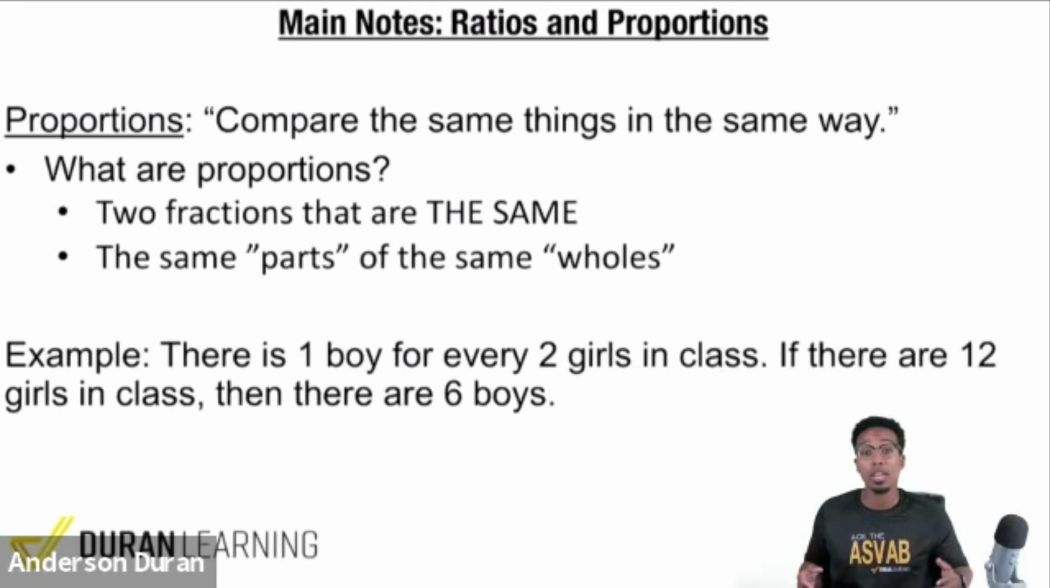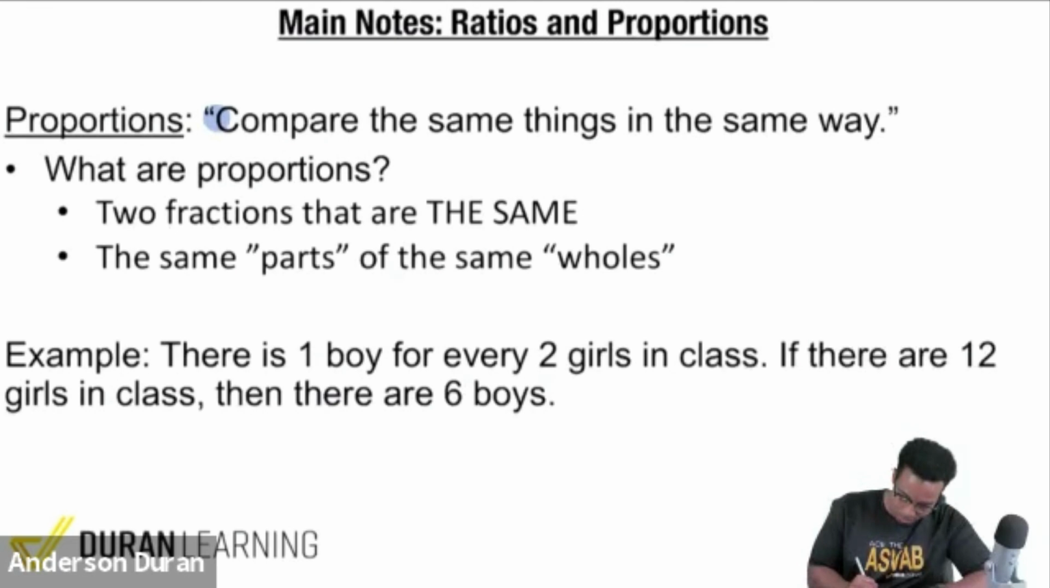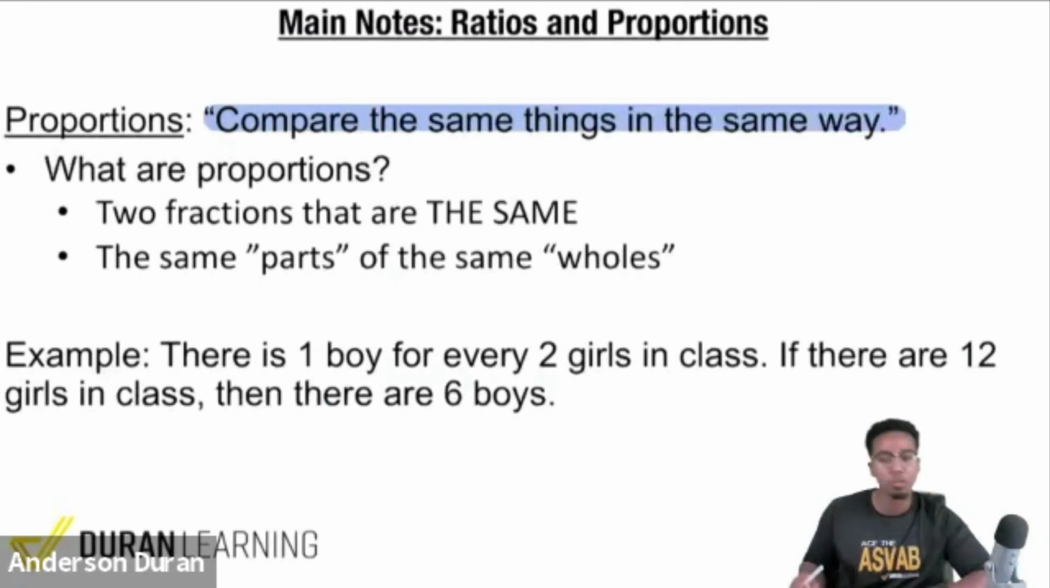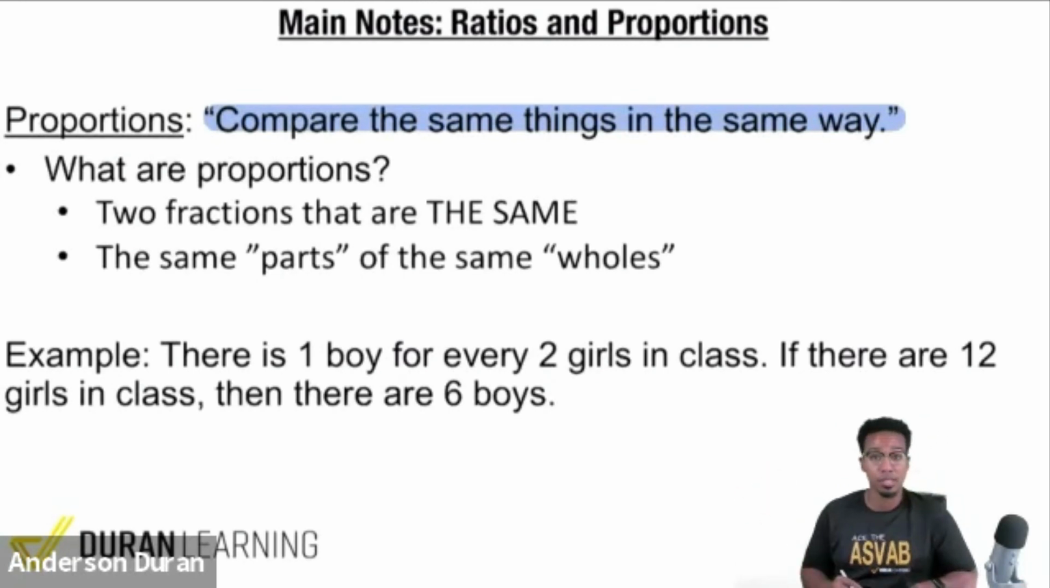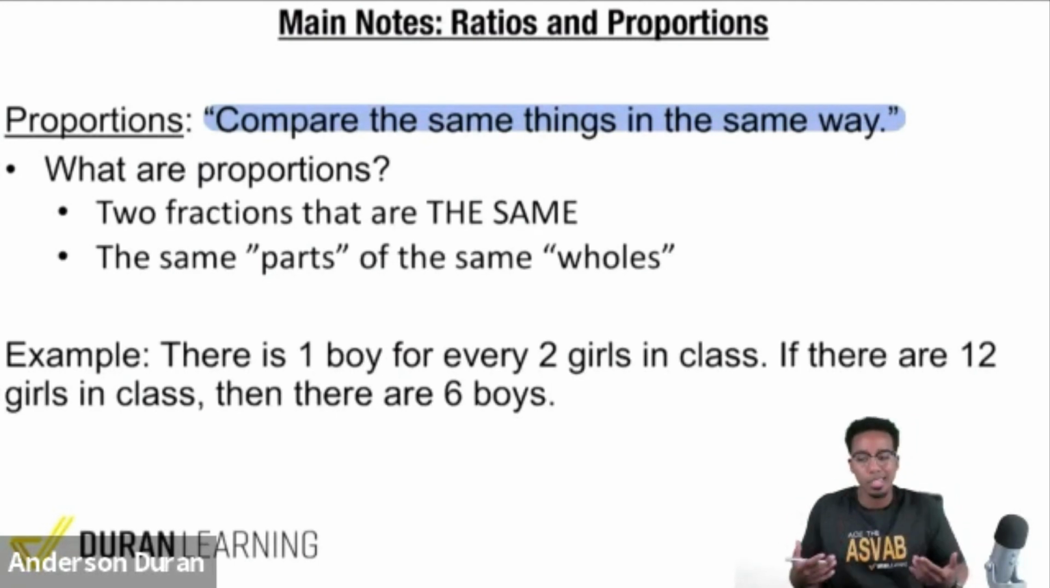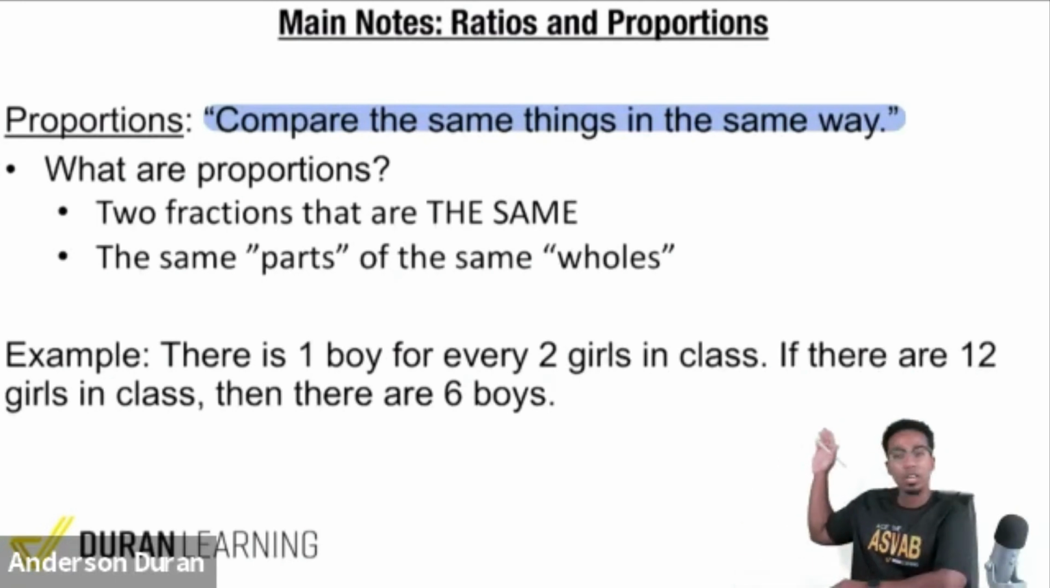Basically, the main note that I'm going to make you repeat throughout this whole class is this: comparing the same things in the same way. That is all you need to understand about proportions. This is basically your purpose when it comes to proportions. We are comparing the same things in the same way every single time. I'm going to go deeper and explain what that means. But again, this is our only concern right now. Proportions compare the same things in the same way.